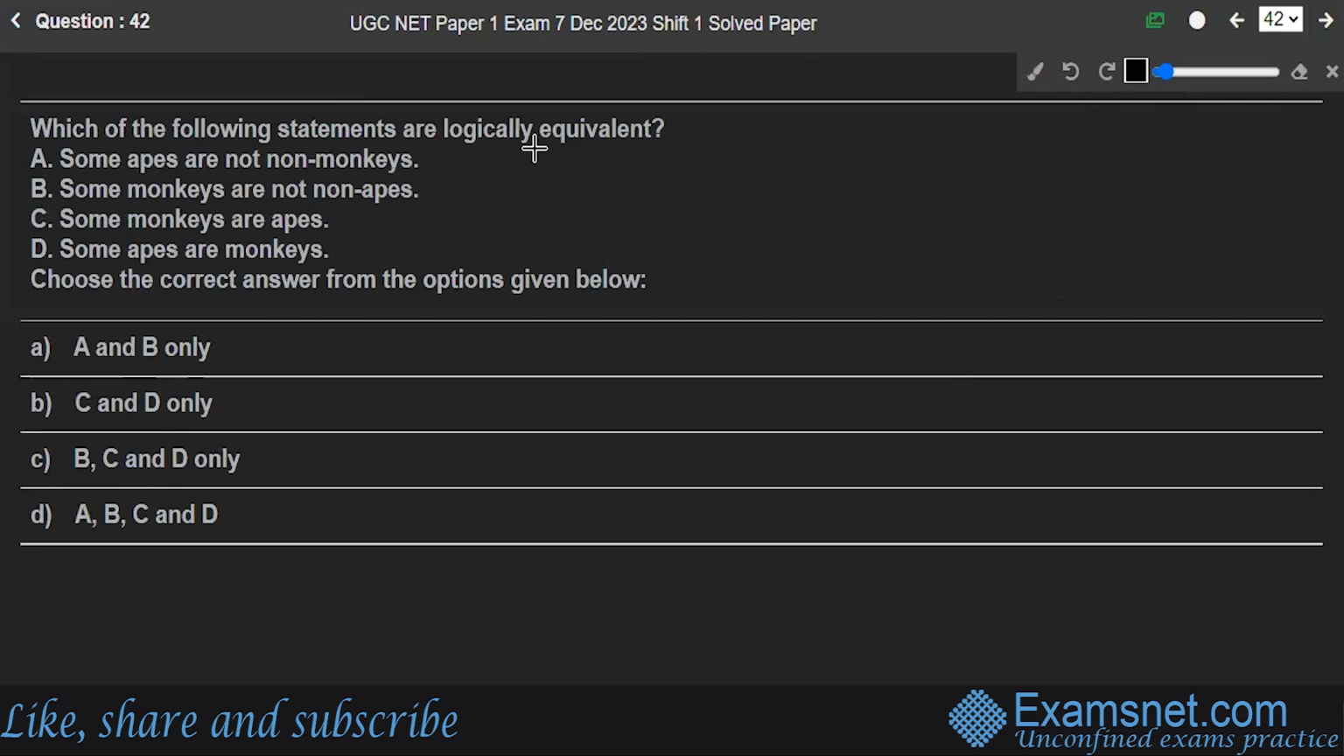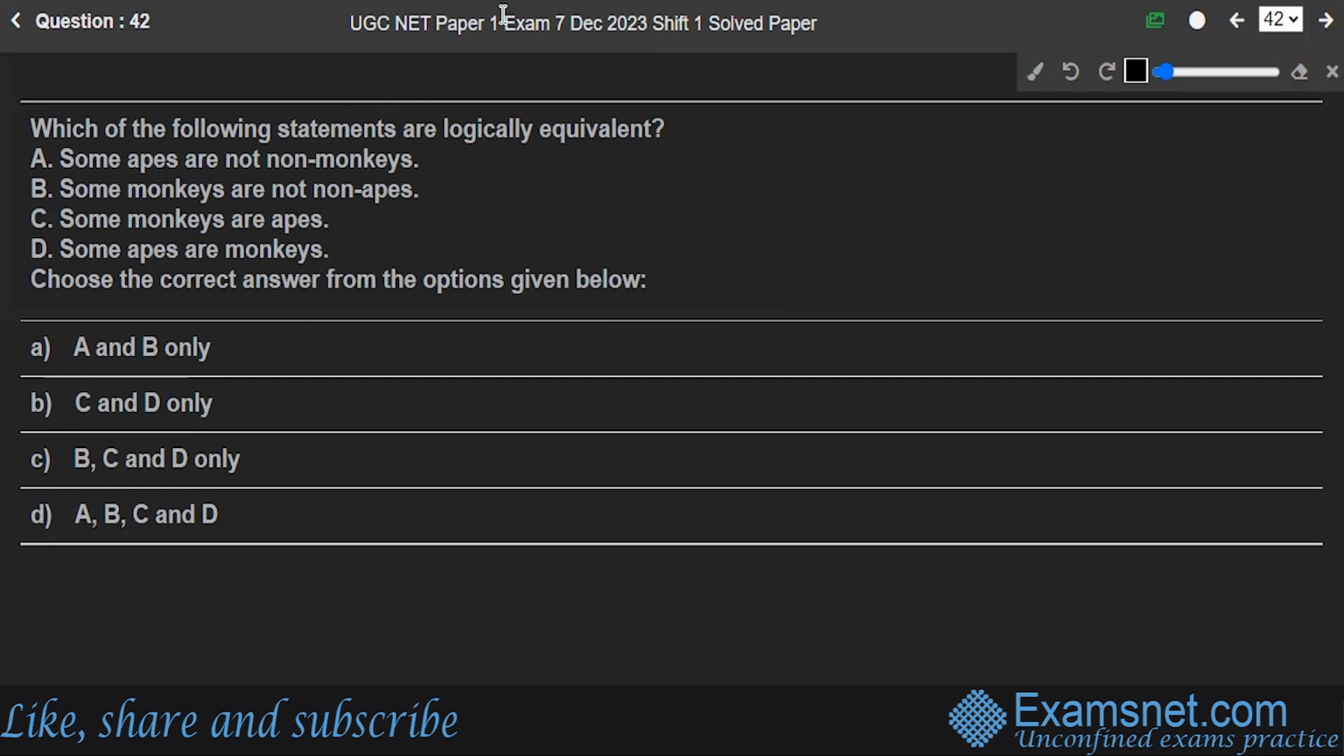Next is the 42nd question. Which of the following statements are logically equivalent? Some apes are not monkeys. Some monkeys are not apes. Some monkeys are apes. And some apes are monkeys. What do you think the right answer to the question is?